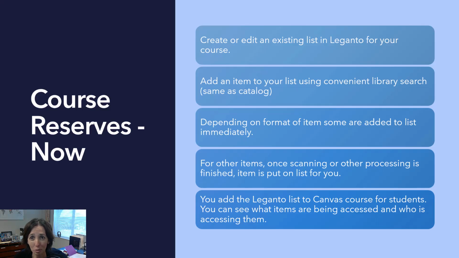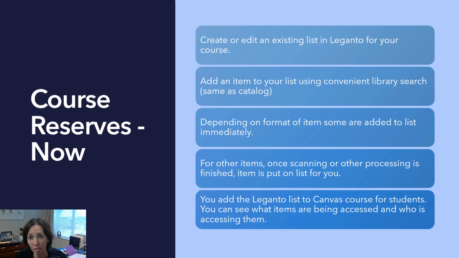The way that you'll request something for reserves now is you're going to start from that course materials list. Maybe you already have one made for you or started, or you might need to open up a new one for your course. You're going to add a new item to the list. I'm going to show you how you do that. It's just like searching the library catalog. You search the library catalog from within the list, you find what you want, you say add it to list. You don't have to type in titles or anything like that. It already adds all that information for you.